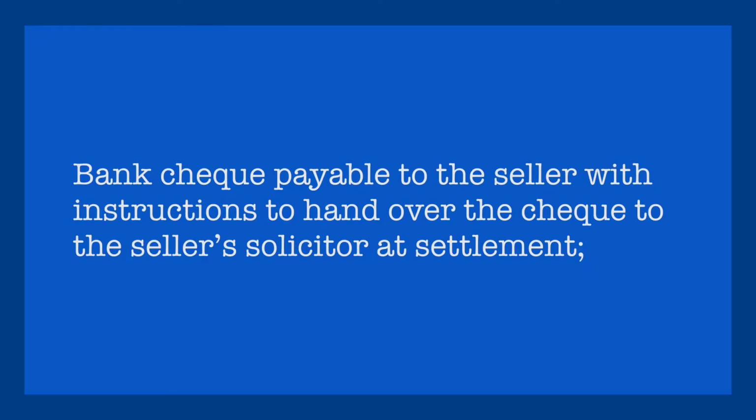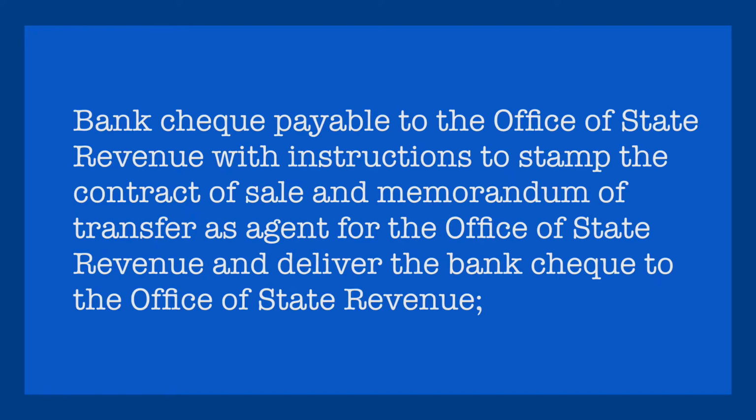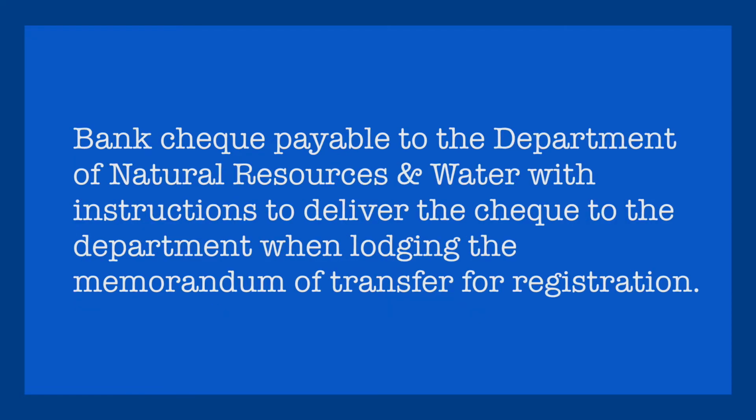Bank check payable to the seller, with instructions to hand over the check to the seller's solicitor at settlement. Bank check payable to the Office of State Revenue, with instructions to stamp the contract of sale and memorandum of transfer as agent for the Office of State Revenue and deliver the bank check to the Office of State Revenue. Bank check payable to the Department of Natural Resources and Water, with instructions to deliver the check to the department when lodging the memorandum of transfer for registration.